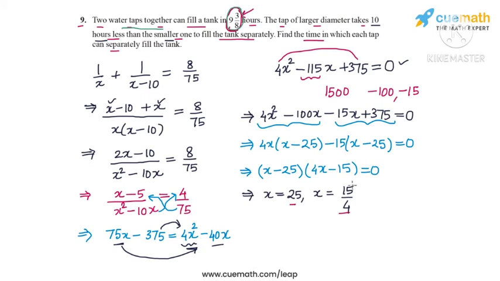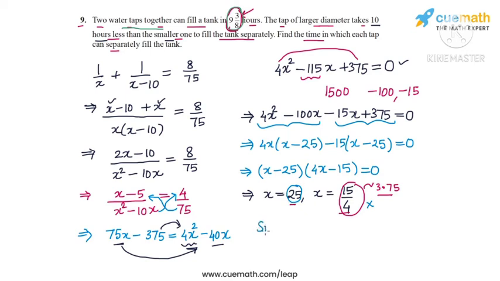So we can observe that if x is equal to 15 by 4, this is numerically equal to 3.75. If x is 3.75, this means that the smaller tap takes 3.75 hours to fill the whole tank, and then the larger tap takes 10 hours less. So 10 hours less than 3.75 will actually be a negative quantity, and that tells us that this root has to be discarded. It is not the correct root in this situation. So the correct root is x equal to 25.